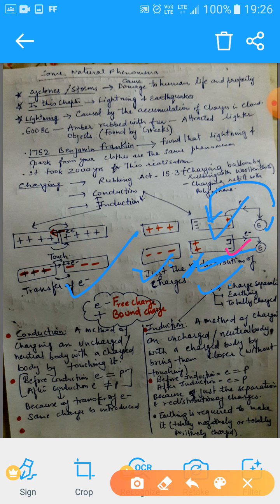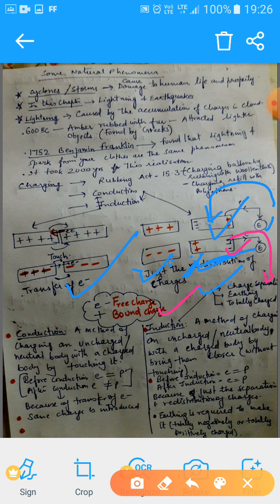But if you want to have all positive charge on this, what you will do is just touch it and earthing can be done, and electrons will move to the earth. So this is how induction and conduction take place. Just to make it very simple, in case of conduction there is contact between charged and uncharged body, and both get the same charge.